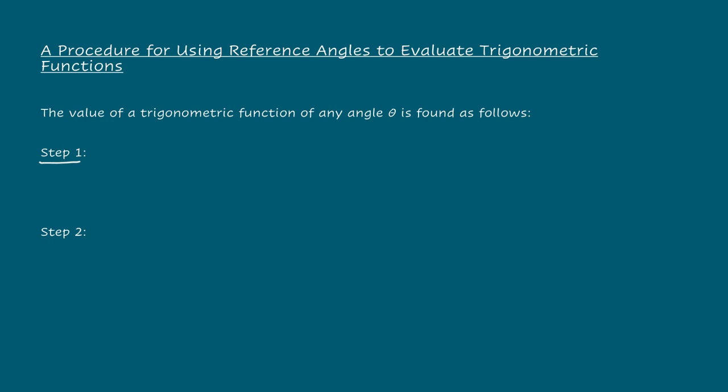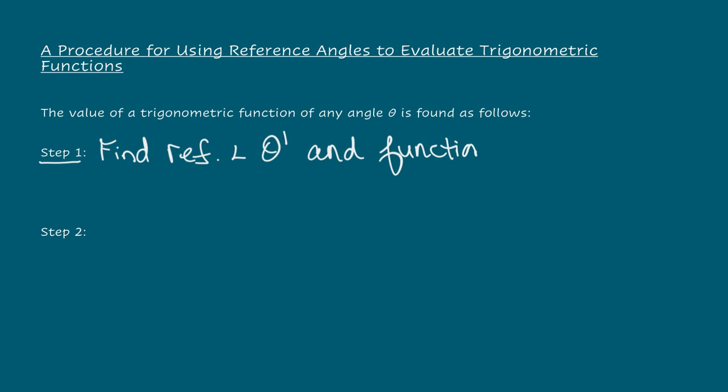And the first thing you want to do is find the reference angle, and then you want to find the function value of that reference angle. And by that we mean find the sine, cosine, tangent, whatever it is being asked for the original angle. So find the reference angle for the given angle, and the trig function for that reference angle.